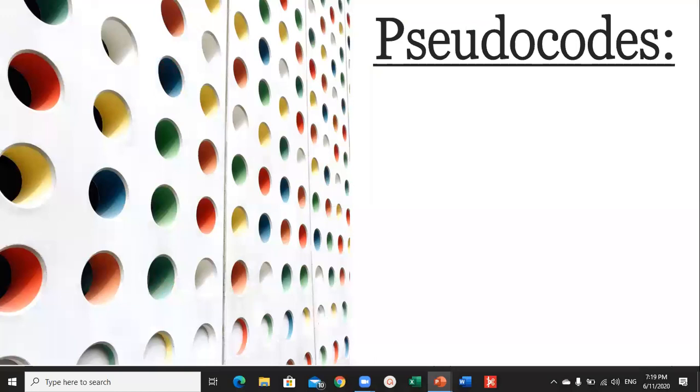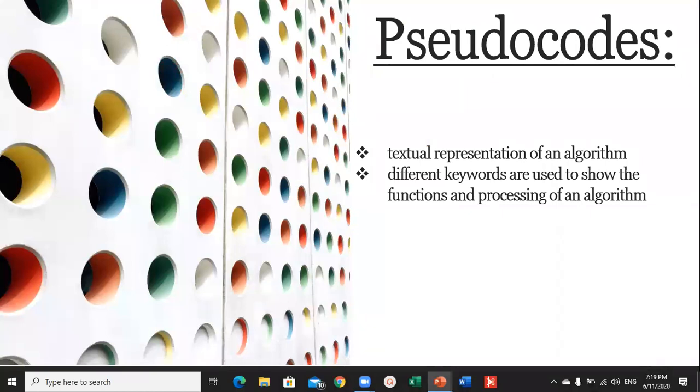So the next topic is pseudocode. What is a pseudocode? It is the textual representation of an algorithm. Pseudocode means you define the subroutines on paper in textual form. Different keywords, options, commands, and functions are used to show the steps being processed by subsystems in pseudocodes. If it shows how the subroutine is working in textual form, then that textual form is called pseudocode.